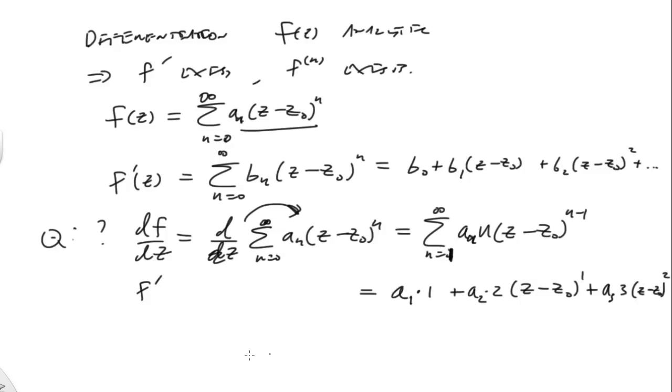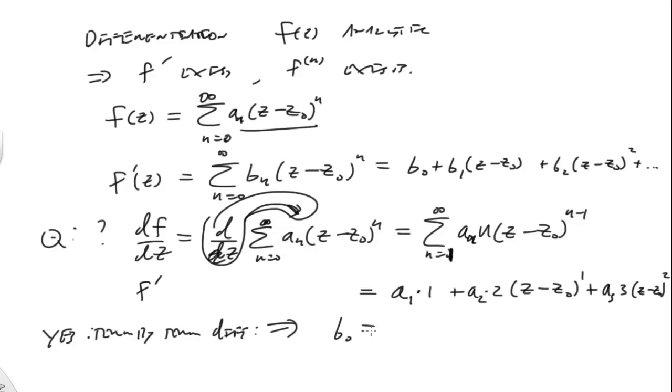All right, so we see here that yes, you can do this process of moving it in. You can do term by term differentiation. In which case, it implies that b0 is equal to a1, and b1 is equal to a2 times 2, and so on and so forth. And what we conclude from that is that b_n is equal to a_(n+1) times (n+1).